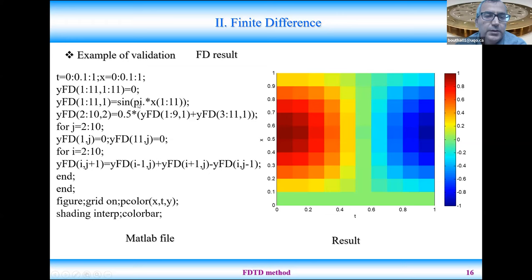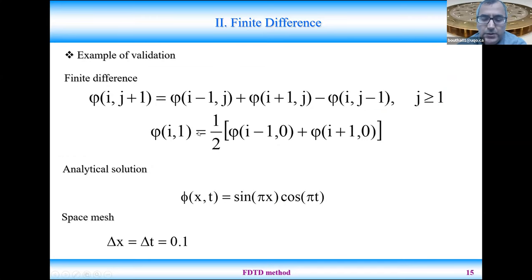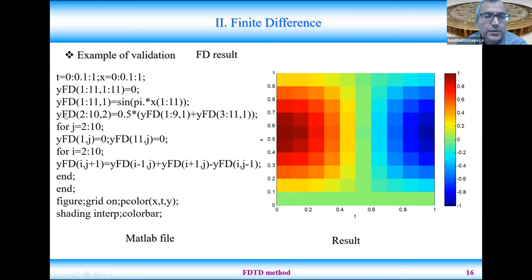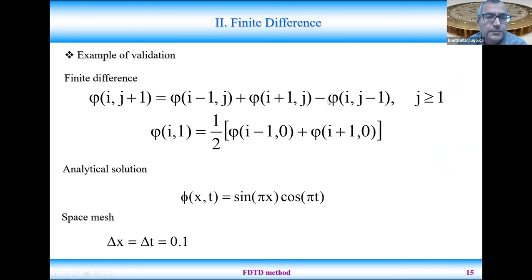Then we have the initial condition sin(pi x) here, for x from 1 to 11, and then this one is this equation here. So YFD is the function phi obtained with the finite difference, and then here we have a loop in time, and the loop in time starts at j equal 2 and goes to 10. In this loop of time, here we have the boundary condition. So for x equal 1 and x equal 11, we say that it's 0. And then we continue the loop in the space, from i equal 2 to 10. And you can see that equation, that's the update equation of the function.